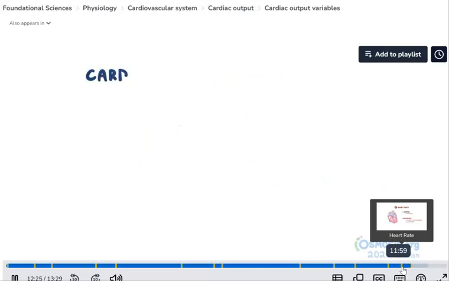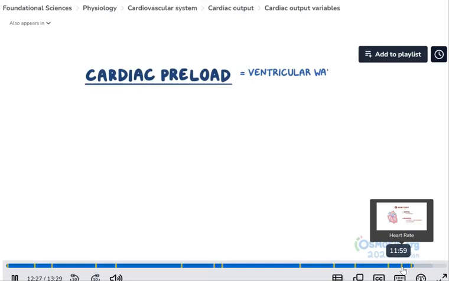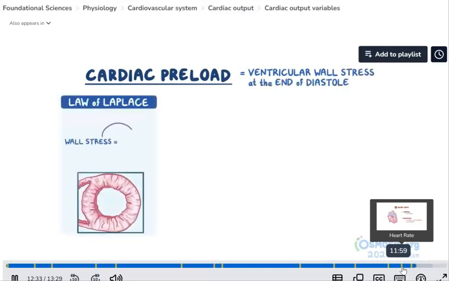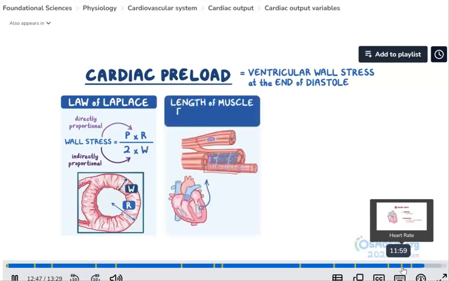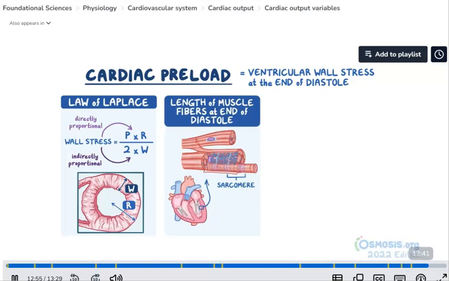Alright, as a quick recap, preload is defined as the ventricular wall stress at the end of diastole. Through the law of Laplace, we can say that wall stress is directly proportional to the ventricular end-diastolic pressure and radius, and indirectly proportional to 2 times the ventricular wall thickness. Alternatively, preload can be defined as the length of muscle fibers or sarcomeres at the end of diastole. But since these definitions are more theoretical, in clinical practice, the end-diastolic volume is used to assess cardiac preload.